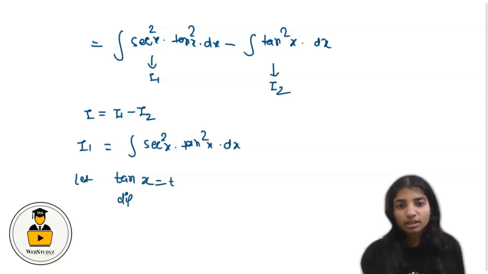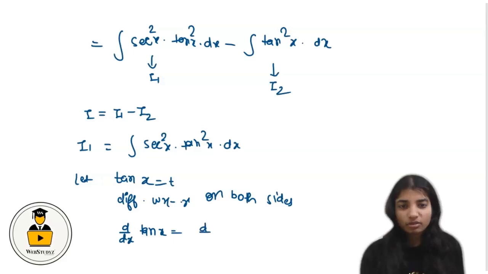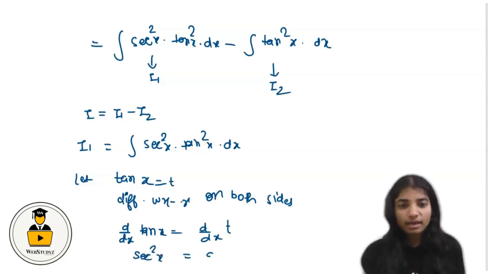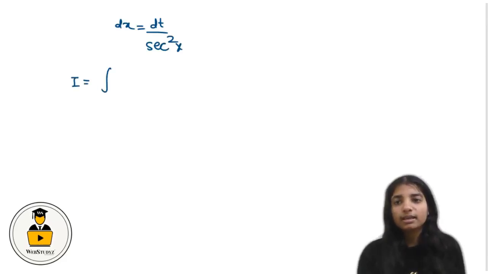We are going to differentiate this with respect to x on both sides. So this becomes d/dx of tan(x) equals d/dx of t. And we know that the differentiation of tan(x) is sec^2(x), and this equals dt/dx. So from here we can say that the value of dx is equal to dt divided by sec^2(x).